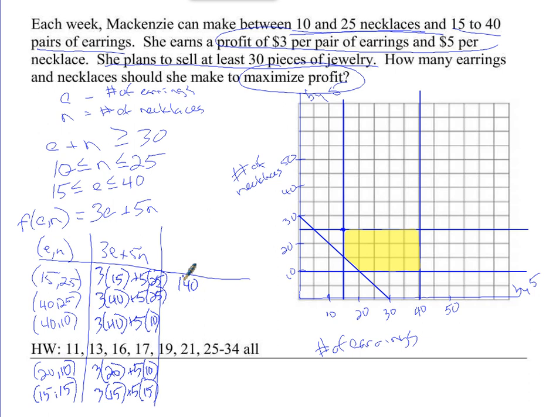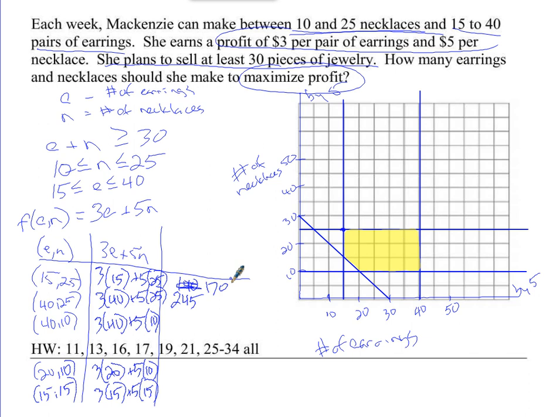3 times 40 is 120. 5 times 25 is 125. So 245. Is that what we said? Okay, 245. Let me double check that 140. That's 45 and 125. It's 170. You're fired.